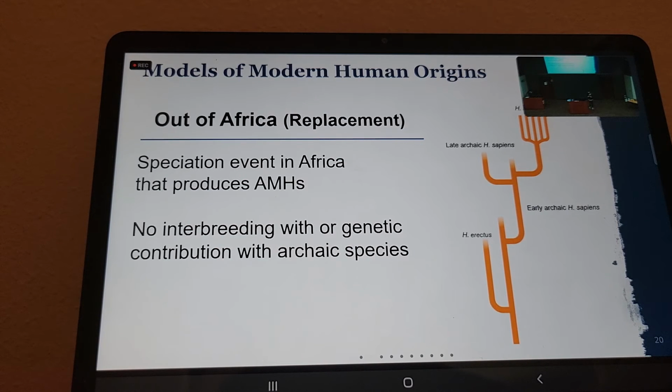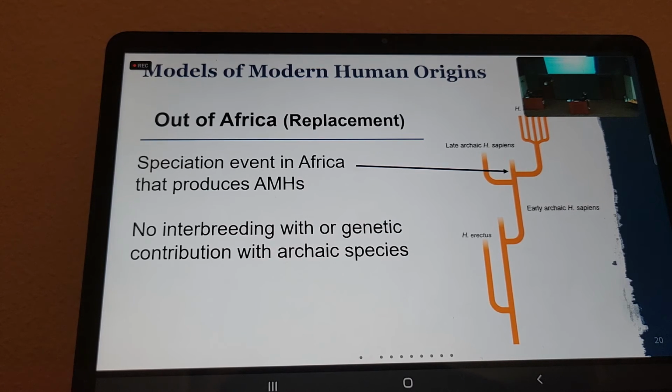Right? Now we have three major models of modern human origins. We have out of Africa, also known as the replacement model. This postulates that there's a speciation event in Africa that produces anatomically modern humans, and that there's absolutely no, with a capital N, capital O, no interbreeding with archaic forms whatsoever. This means no breeding with Neanderthals, no breeding with Denisovans, no breeding with any archaic Homo sapiens that anatomically modern humans would have encountered.